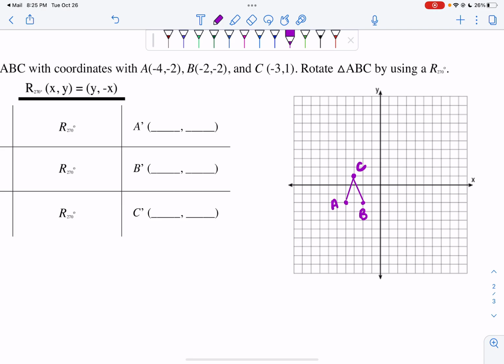So all we're doing is we're just rotating a bunch of triangles today. If I can connect them, 1 second.